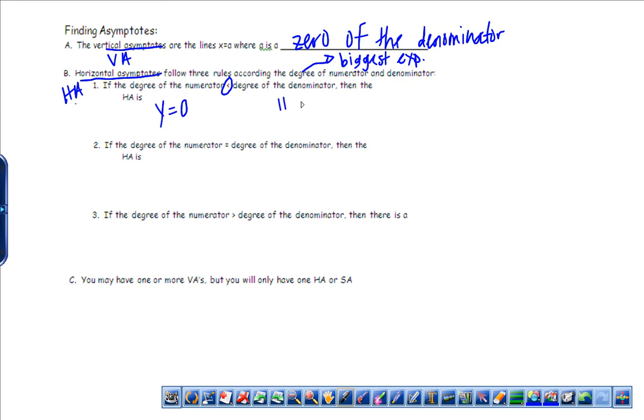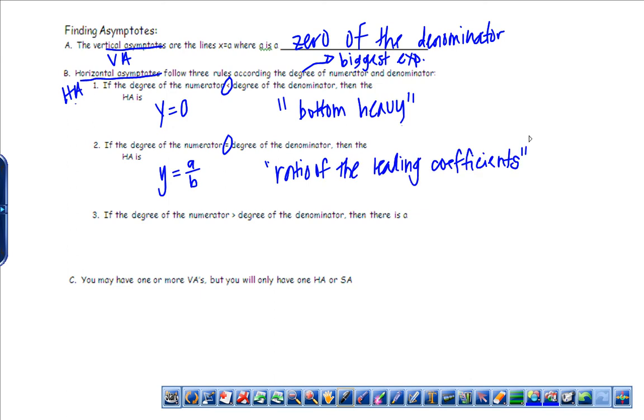And I always call this one bottom heavy. If the degree of the numerator is equal to the degree of the denominator, then the horizontal asymptote equals a over b. And what that means is that we're going to do a ratio of the leading coefficients.